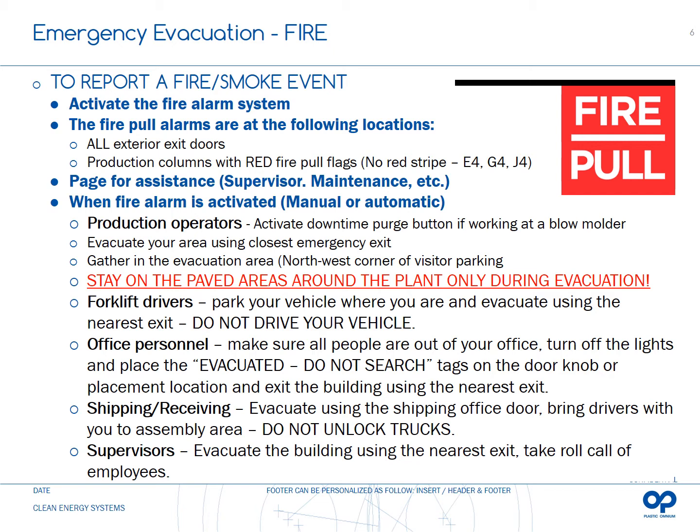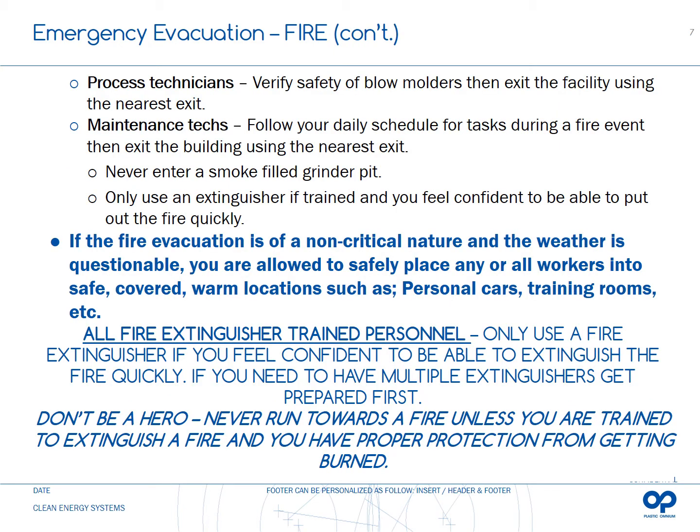Shipping and receiving: evacuate using the shipping office door. Bring drivers with you to assembly area. Do not unlock trucks. Supervisors: evacuate the building using the nearest exit. Take roll call of employees. Process technicians: verify safety of blow molders, then exit the facility using the nearest exit. Maintenance techs: follow your daily schedule for tasks during a fire event, then exit the building using the nearest exit.